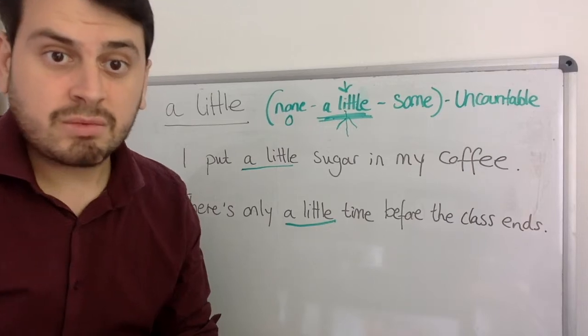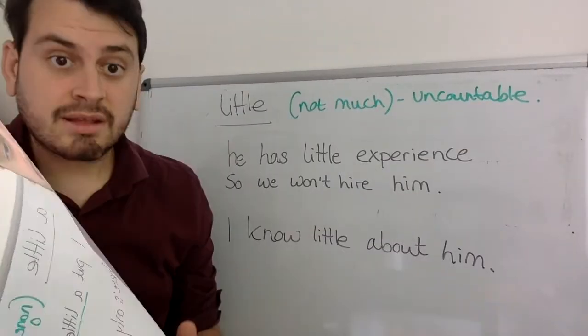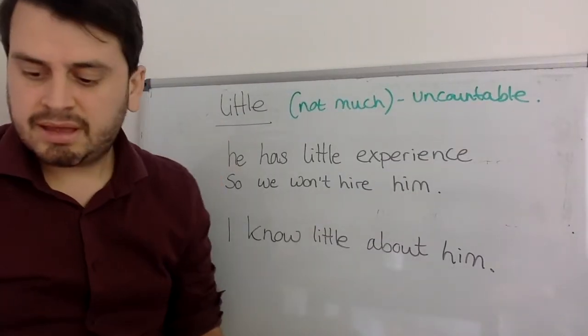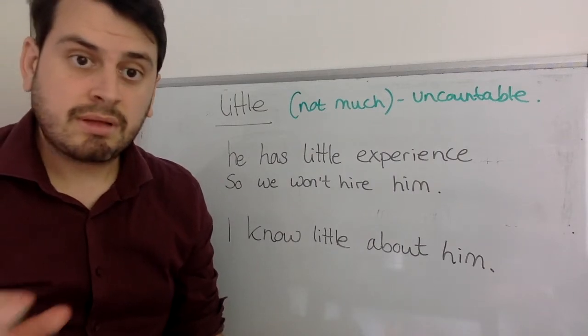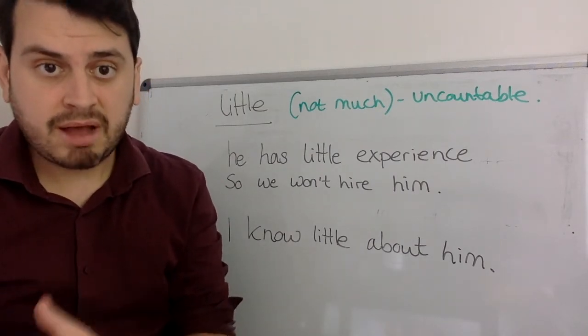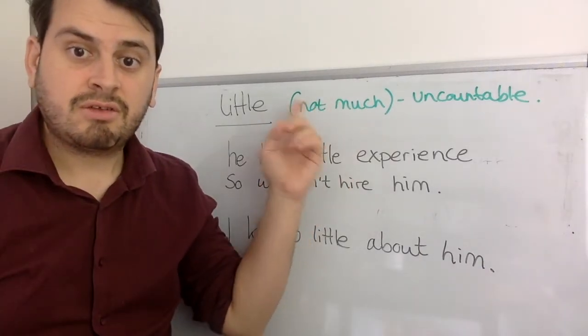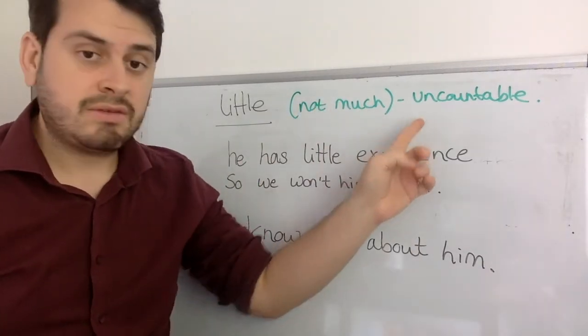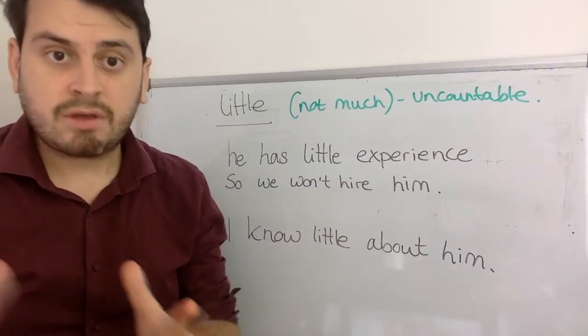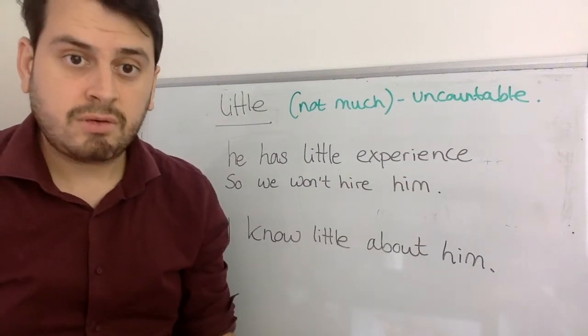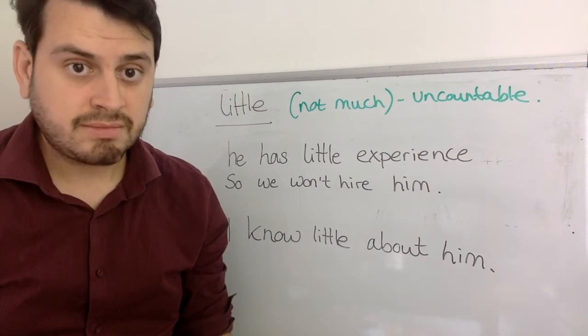Now let's look at the last word, which is little. And little is the opposite of much, so not much. That's what I've put here, not much. And again, we use little with uncountables, so it is the opposite of few, because few we use with countables.